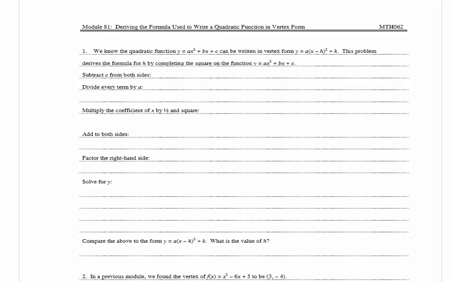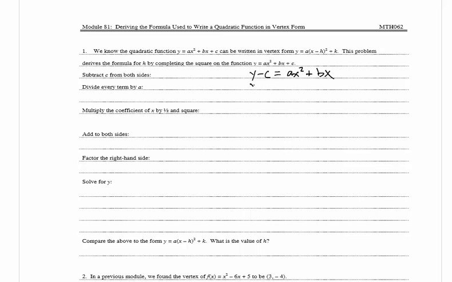This problem derives the formula for h by completing the square on the function y is equal to ax squared plus bx plus c. The first thing we're going to do is subtract c from both sides. So we'll have y minus c is equal to ax squared plus bx. And the next thing they want us to do is divide every term by a, so that the coefficient in front of the x squared term is 1.